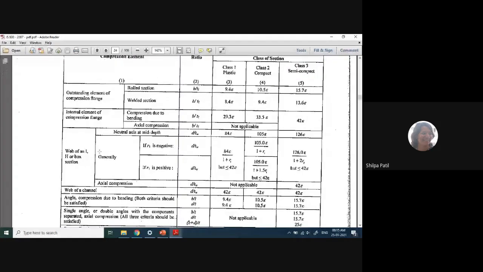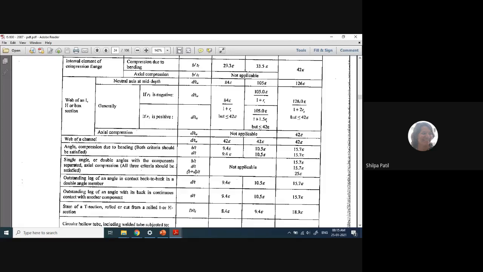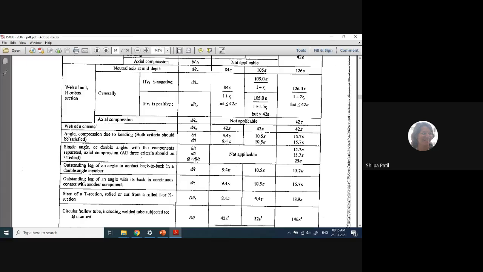Now we have discussed I, channel, and T sections. Here you can see web of an I, H, and box section. Below it, immediately, it is given as web of a channel section. So for web of a channel, we have to refer to this row. Then next, angle section. Now angle section, as I discussed earlier, we can use the section as an axial compression member, or we can use the section as a beam or as a column.